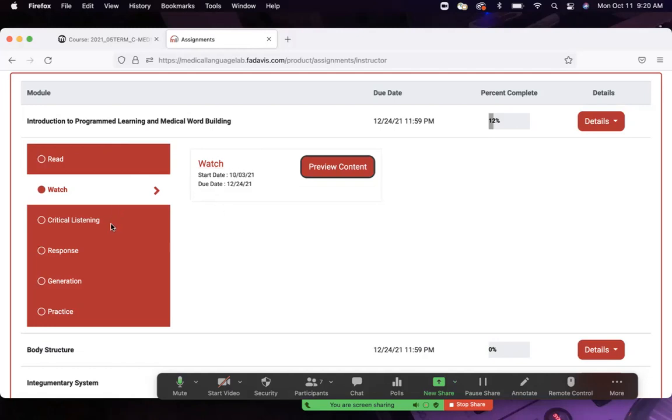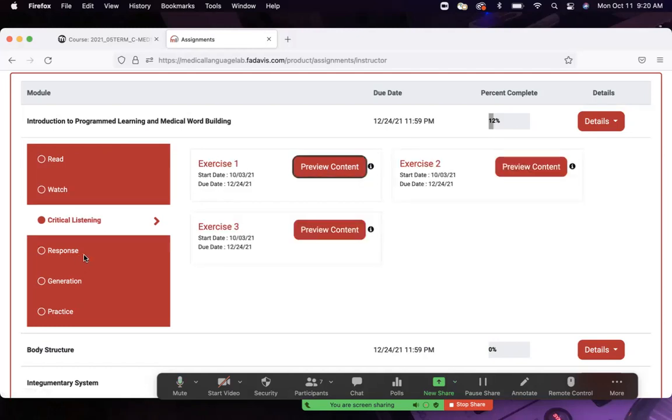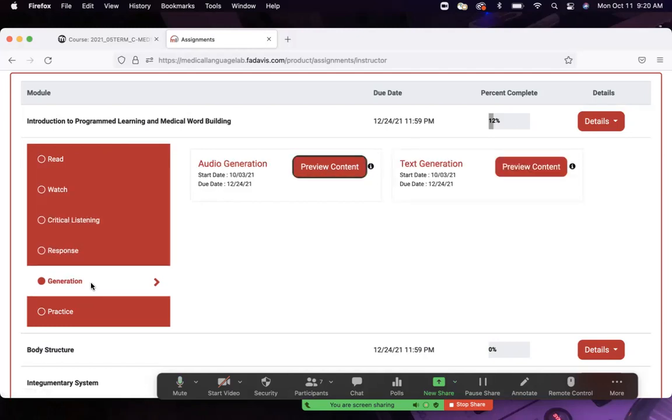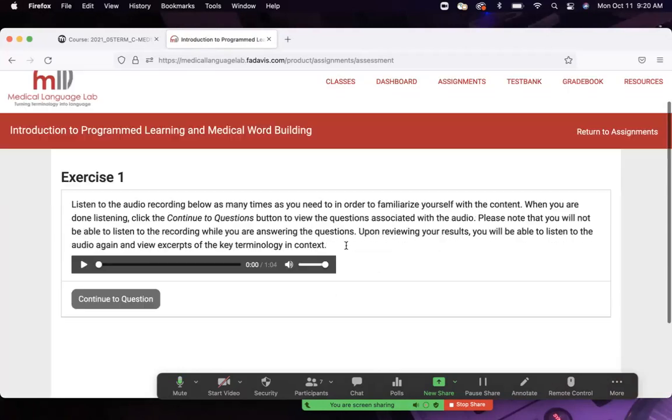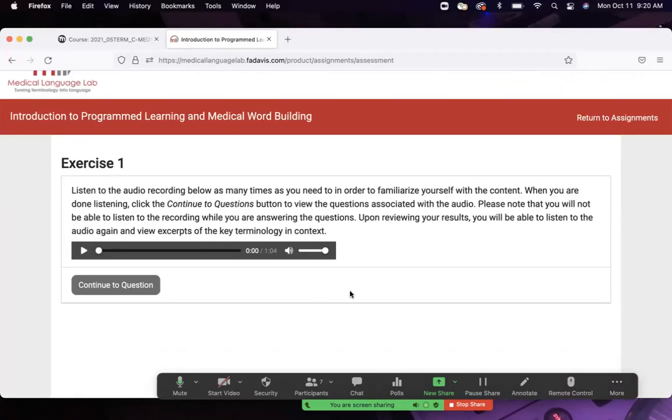Well, the next thing you do, which is due next week, for chapter 1 and chapter 2, it's due October 18th, 9 a.m., are these 3 things: critical listening, response, and generation. So let's go over what critical listening is, and there's 3 exercises. You click on this, and on yours, it would say start or something like that. So if I click on that, now what's critical listening? It's what you should be doing right now.